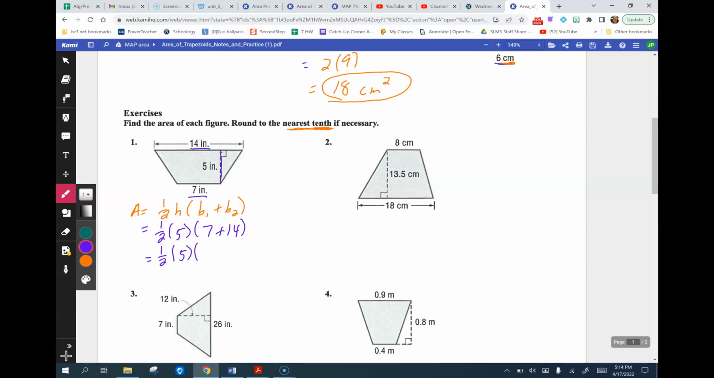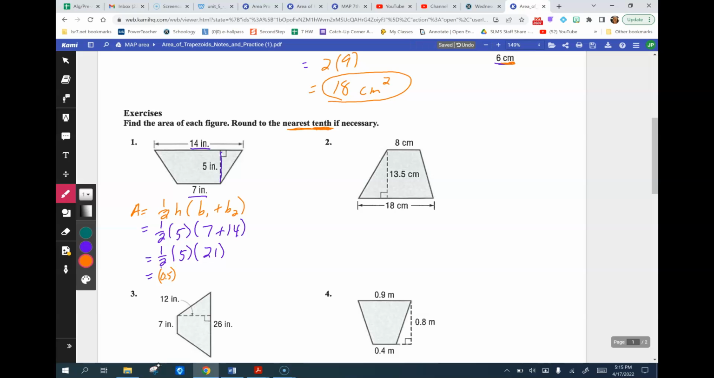1/2 times 5 times 7 plus 14. That's 21. I can't take half of anything in my head. So this is where I'm going to pull out my calculator. And remember, 1/2 is 0.5. So for me, I'm going to enter 1/2 as 0.5. Okay, 0.5 is 1/2. So that's what I'm going to use.